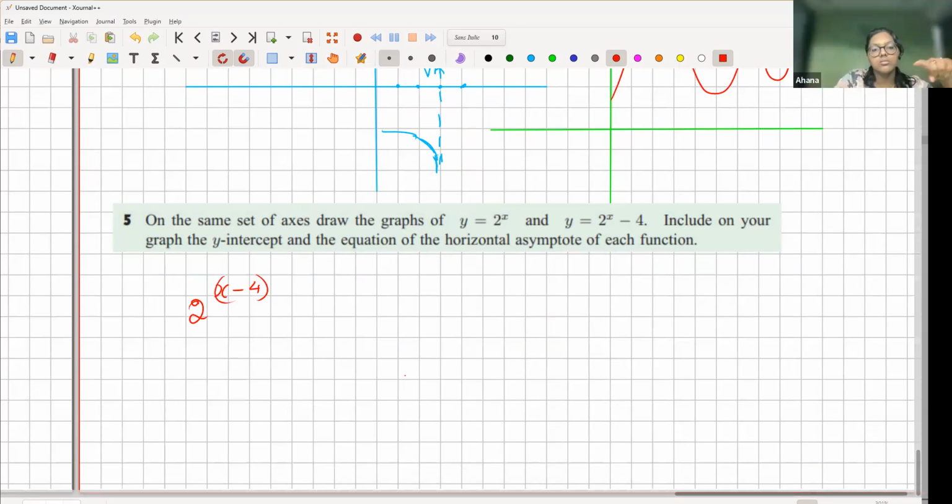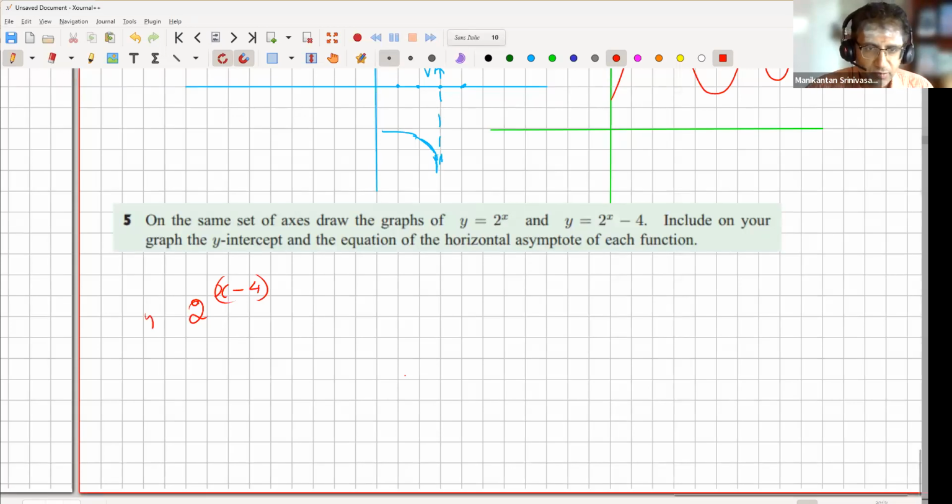So y equal to 2 into 2 to the power, right? Sorry, y equal to this, right? Y equal to this, yes. Yeah, 2 power x minus 4 is your y. How will this function look like?